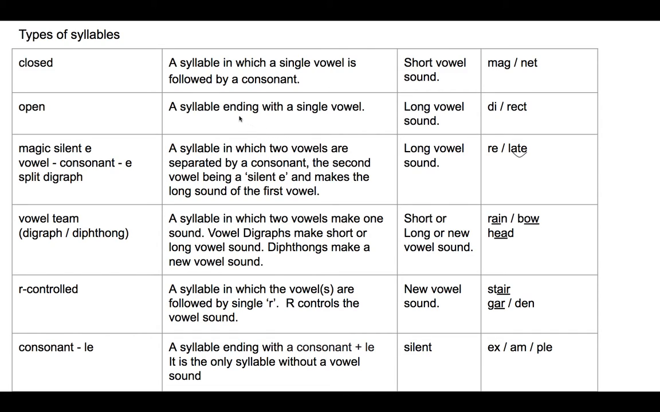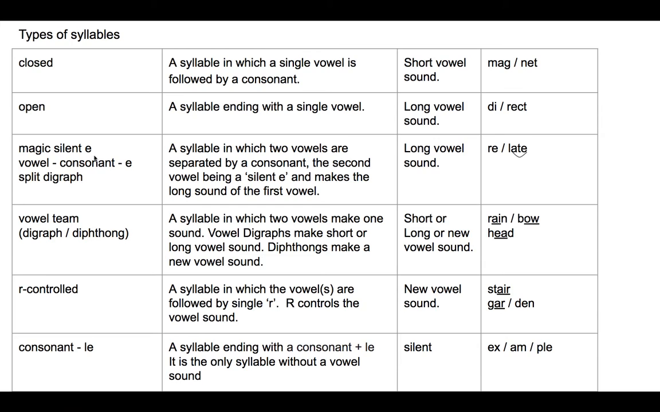An open syllable ends with a single vowel. So here direct, it has two syllables. The first syllable is open because it is ending with a single vowel, whereas the second syllable is a closed syllable because a single vowel E is followed by a consonant. So in the case of closed syllables, the vowels are short, and in the case of open syllables, the vowels are long.